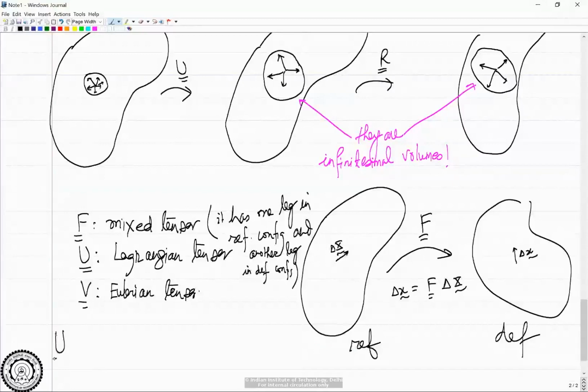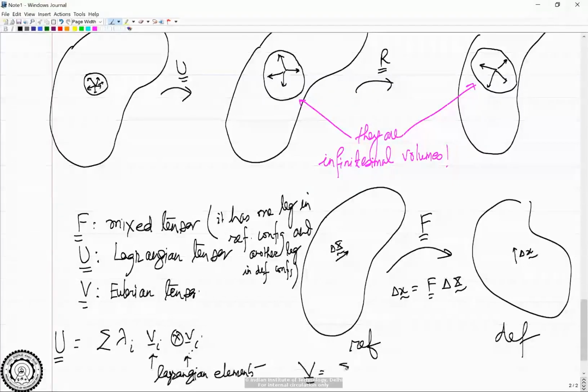And why is it so? You see this big U, you also wrote it as summation over lambda I VI tensor product VI. And both VIs, both of them are Lagrangian elements. Whereas for big V, it is summation lambda I R VI tensor product R VI, and both of these are Eulerian elements. So big U has got both legs in the reference configuration, whereas big V has got both legs in the deformed configuration. Okay.